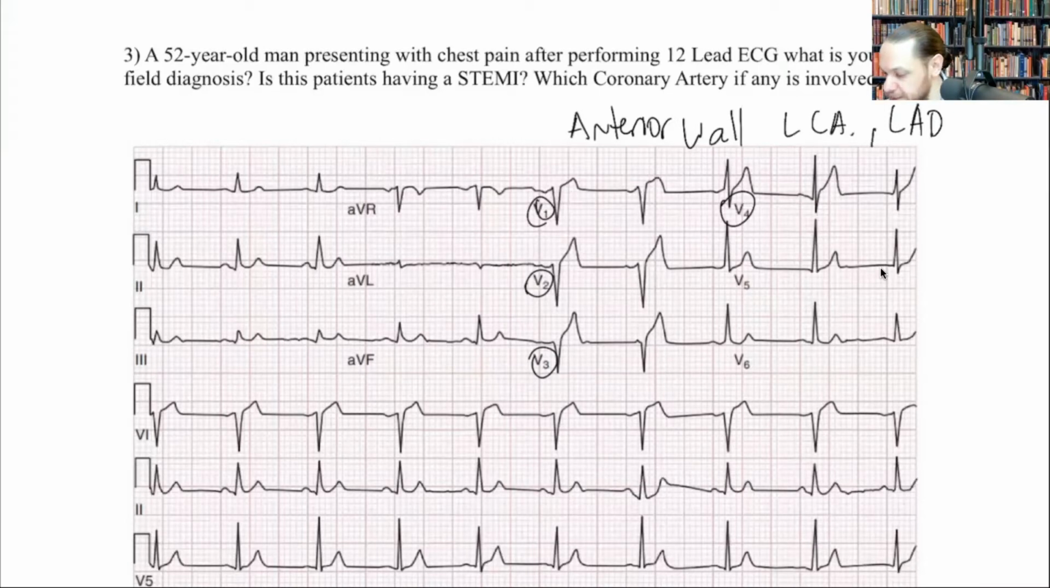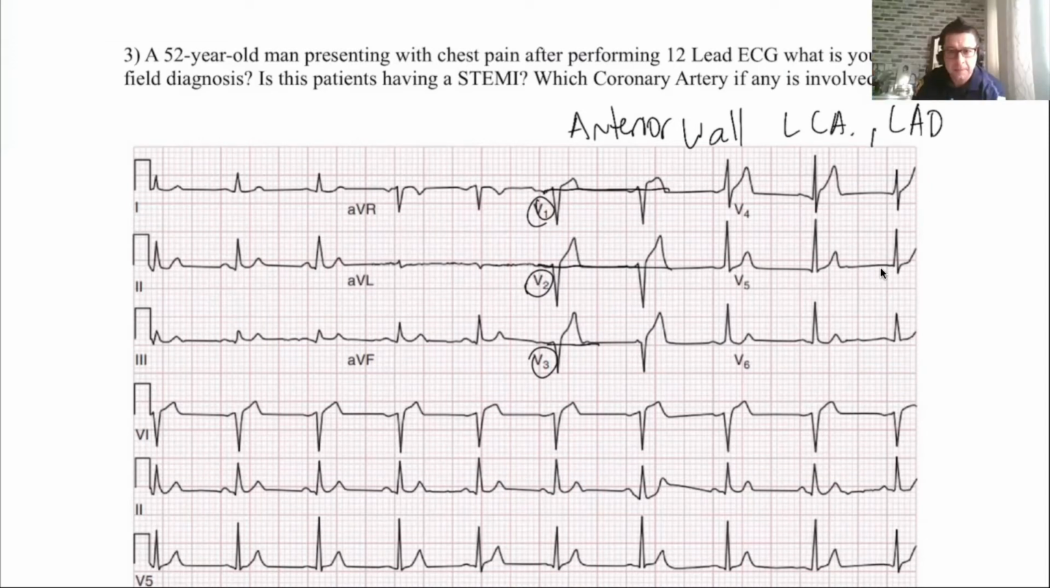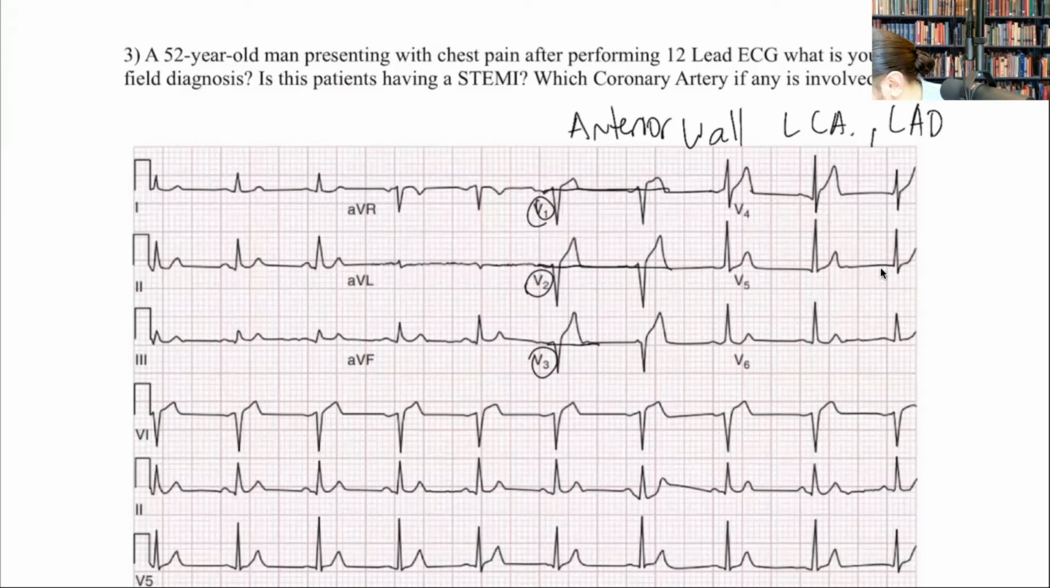So truly speaking, Milan, you're not wrong in what you said, but V4 doesn't really have elevations. The true elevations are in V1, V2, V3. I'm not saying V4 is not. It looks like a hyperacute T wave, meaning it will probably be elevated. But right now I cannot really say distinctly it's elevated. Here you have elevations. Here you definitely have elevations.